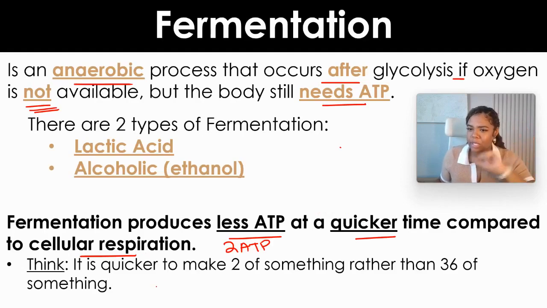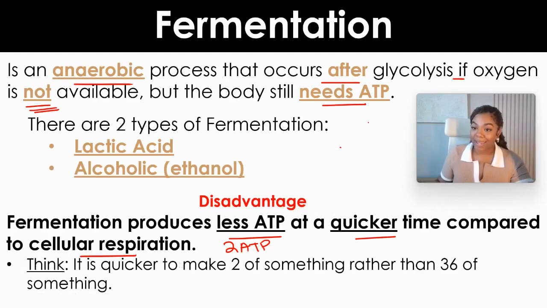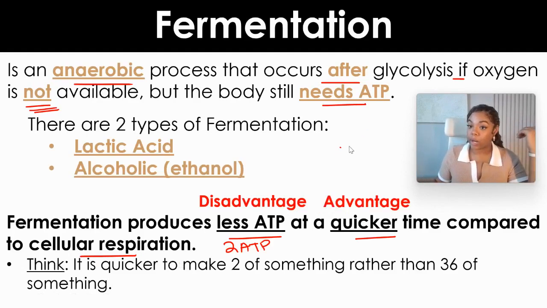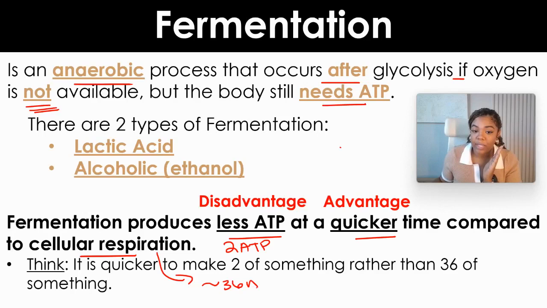So I want you to think about this. What is the advantage and disadvantage of this? It makes less ATP. However, the advantage is that it does it at a quicker time. We know that respiration from our last diagram makes approximately 36 ATP.